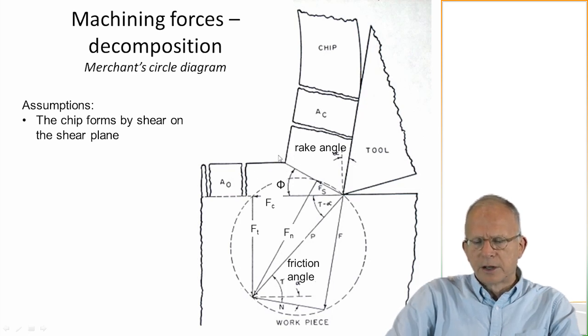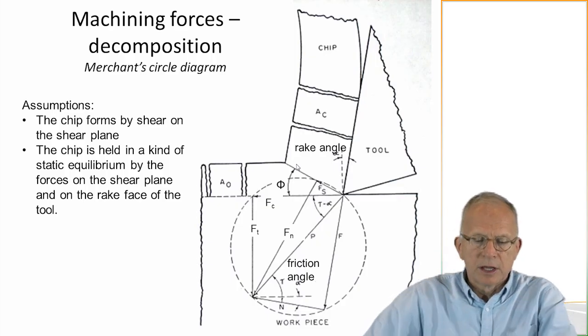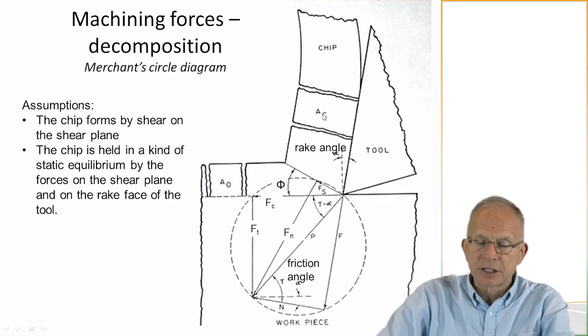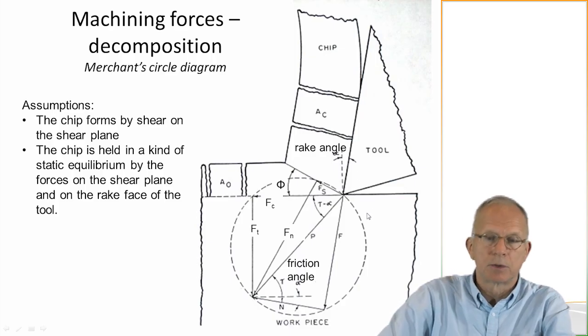The shear rates, though, are especially high here, and are often of the order that you find in armored penetration kinds of problems. So another thing is that the chip is held in a kind of static equilibrium by the forces on the shear plane here and on the rake face of the tool. And we notice, as we noted before, the tool really only touches the chip. And so the tool is pushing against the chip, and in this idealization, there's no forces transmitted from the tool to the workpiece directly.